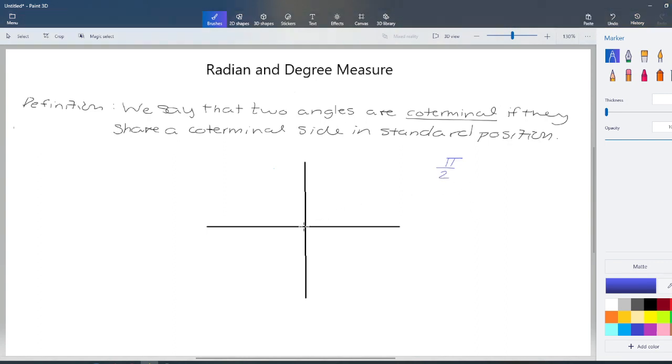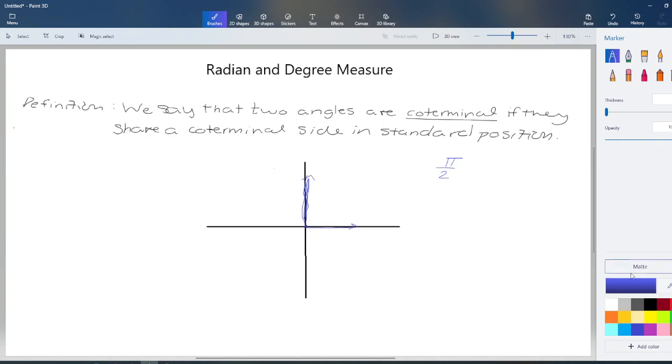Okay, so if we draw this angle in standard position, remember the vertex is always at the origin, the initial side is always along the positive x-axis, and then pi over 2, like we said, is the right angle, so it's going to look like this, right? You can see it kind of wiggly drawn right here. Okay, really shade that in so you can see what I'm talking about.